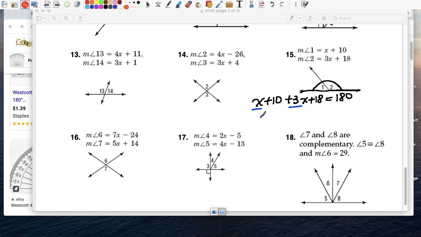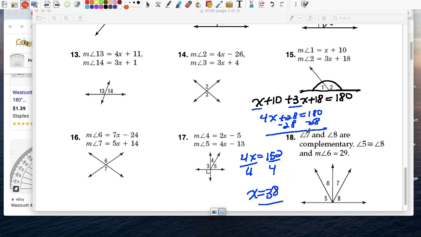x and 3x is 4x, 10 and 18 is 28, equals 180. That becomes a two-step equation, minus 28, minus 28. 4x equals 152. Divide both sides by 4, and x equals 38. And again, that is not the value of the angle, it's the value of the variable.